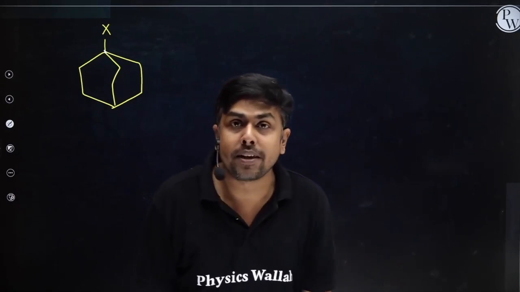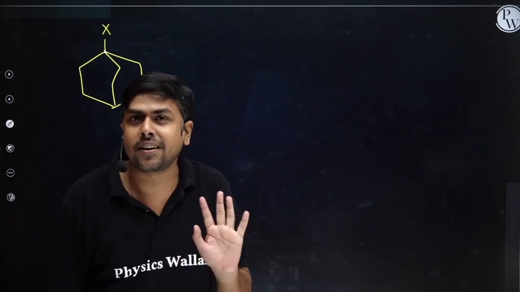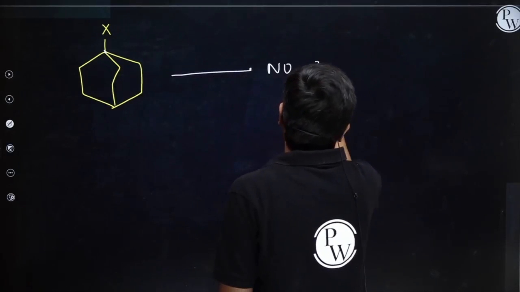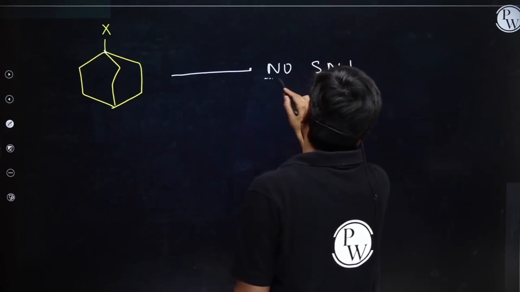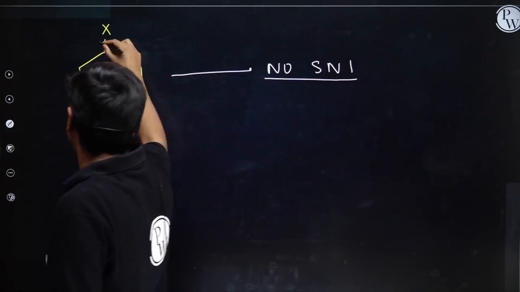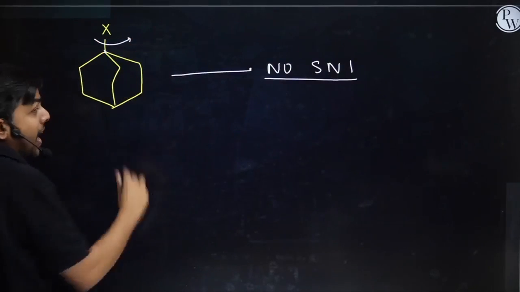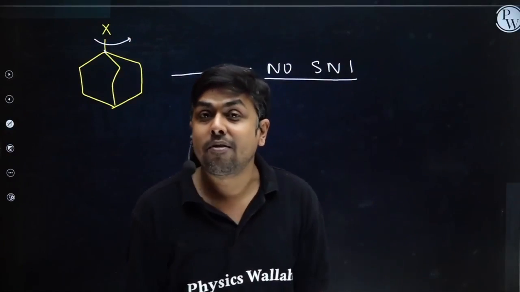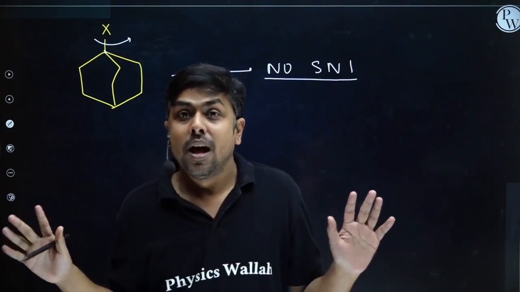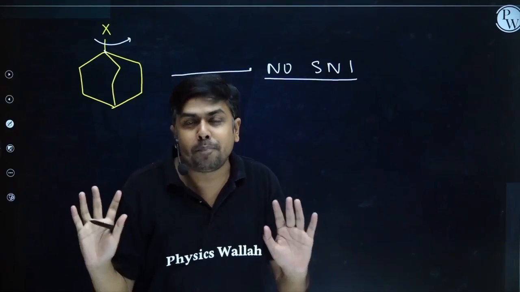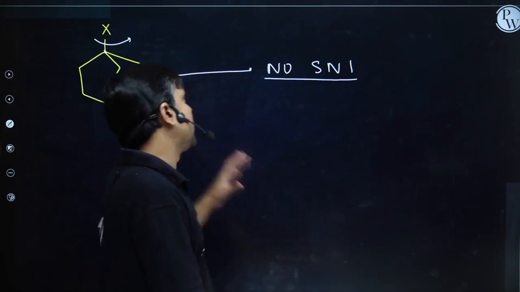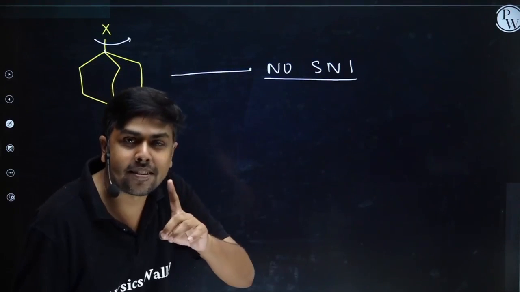And some of you may say, so it will give a more stable carbocation. Student, it will not give SN1 reaction. No SN1. Can you tell me the reason? Student, as soon as this halogen departs, I will have a bridgehead carbocation, and bridgehead carbocation formation is not possible. A bridgehead carbon cannot be planar in accordance with Bredt's rule. Am I clear? So it will not give SN1 reaction.